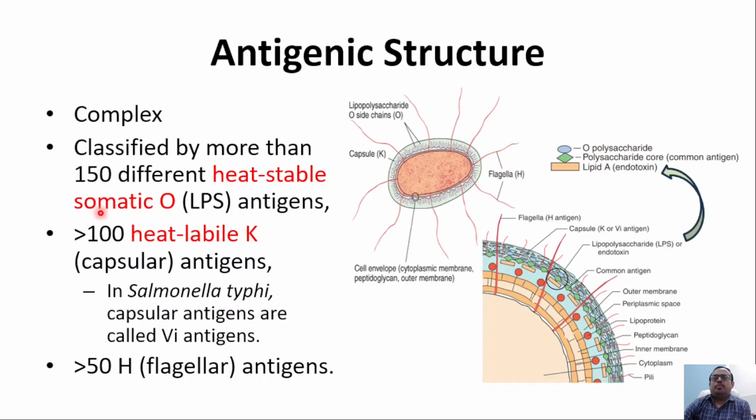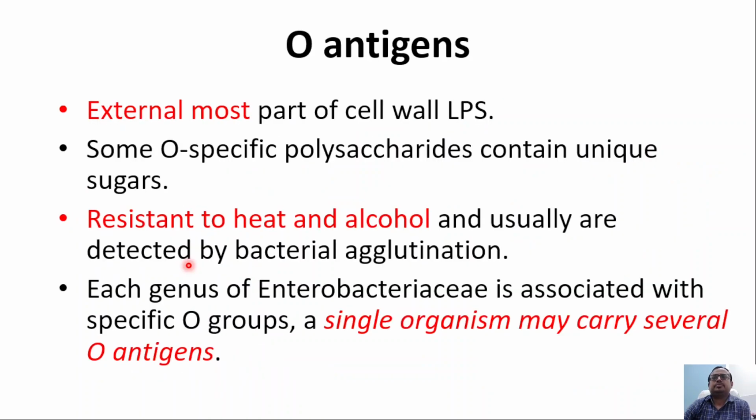The members can have more than 150 types of heat-stable somatic O antigens, more than 100 heat-labile K, that is capsular antigens, and more than 50 H or flagellar antigens. Here the audience must make a note that in the case of Salmonella Typhi, the capsular antigens are called Vi antigens rather than K antigens.